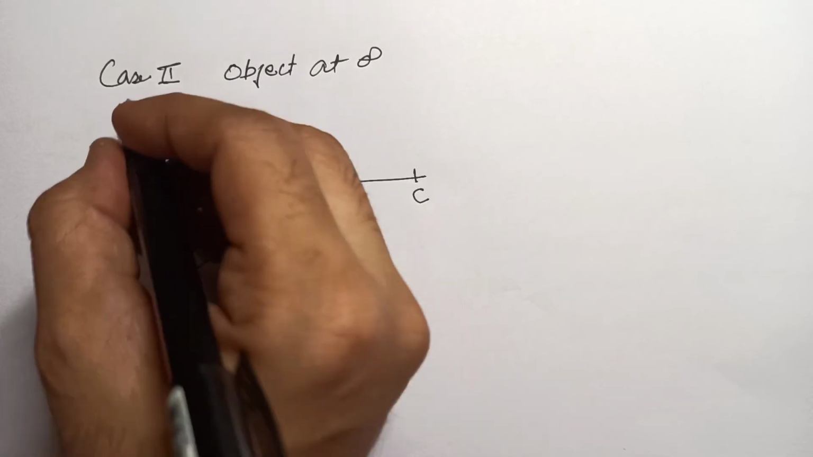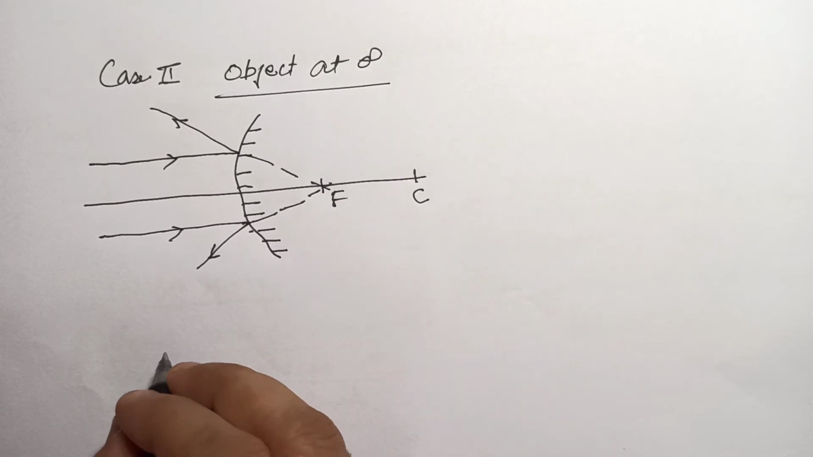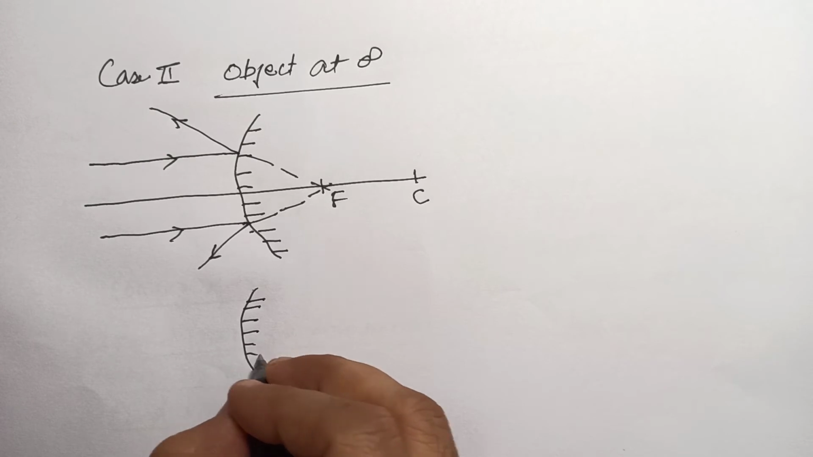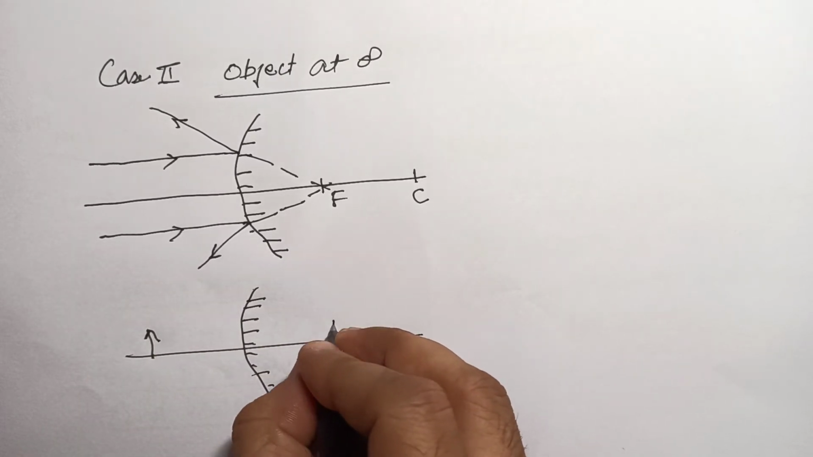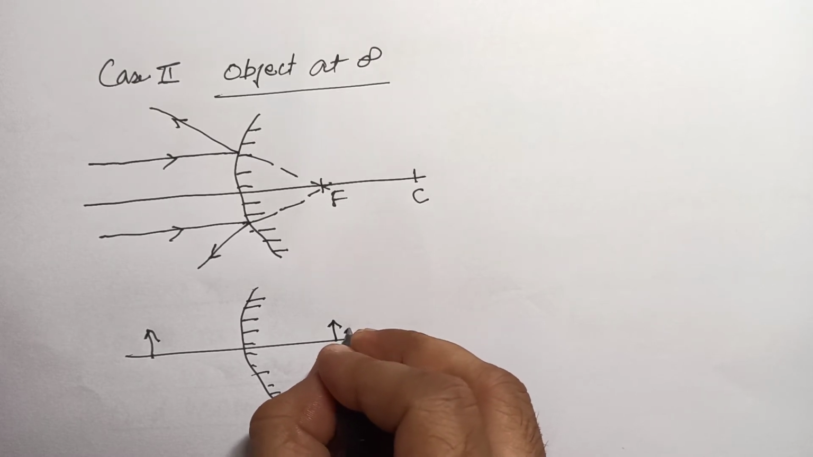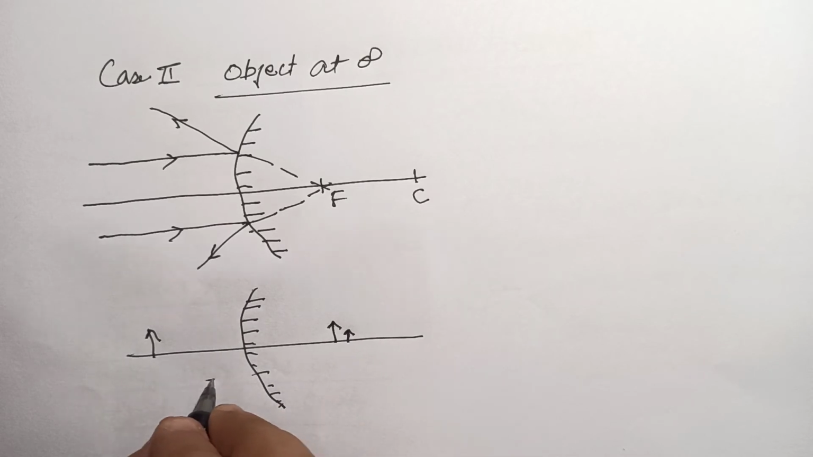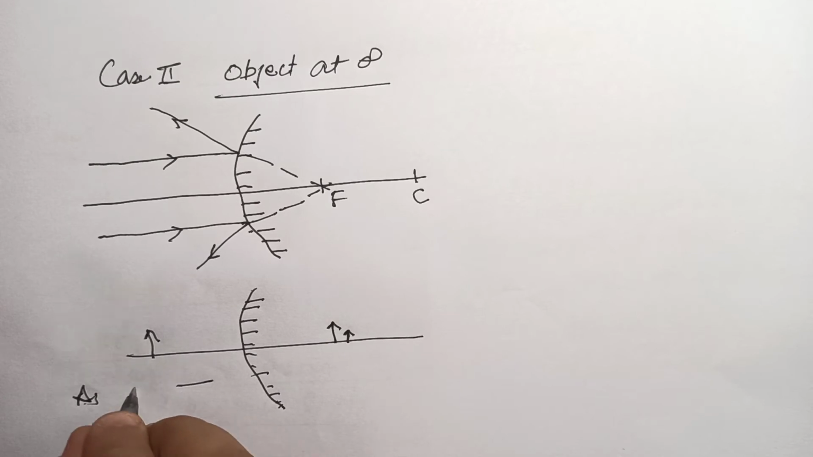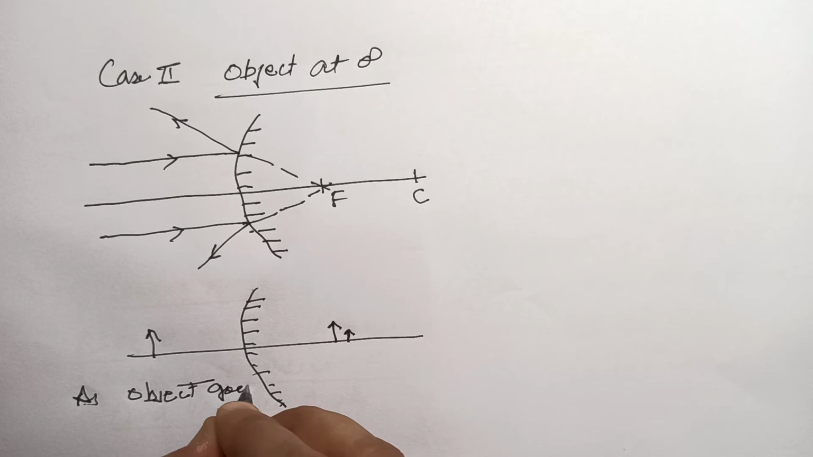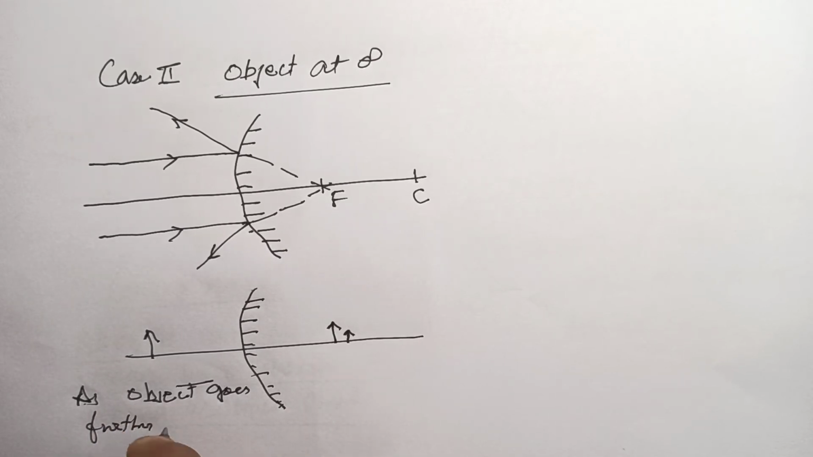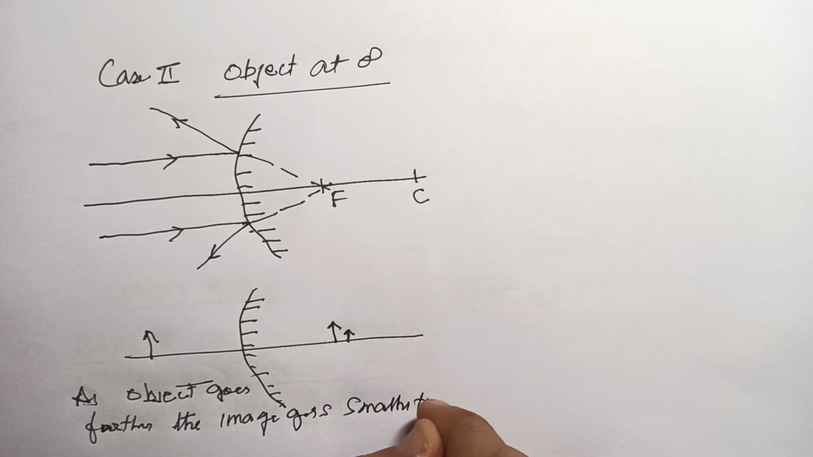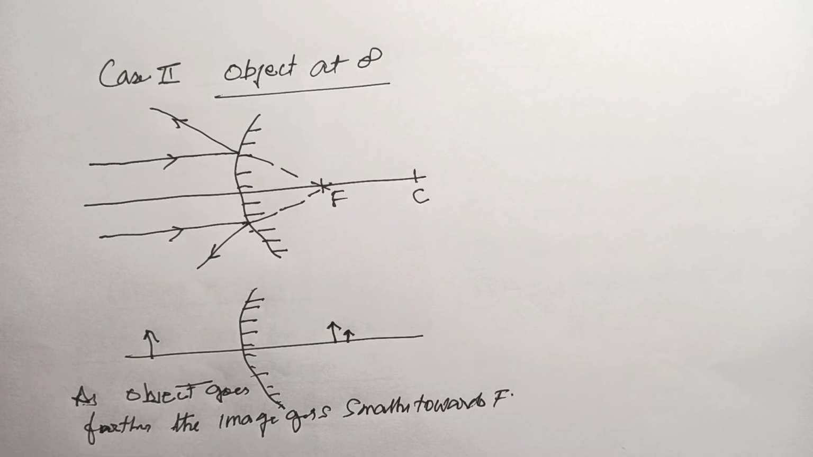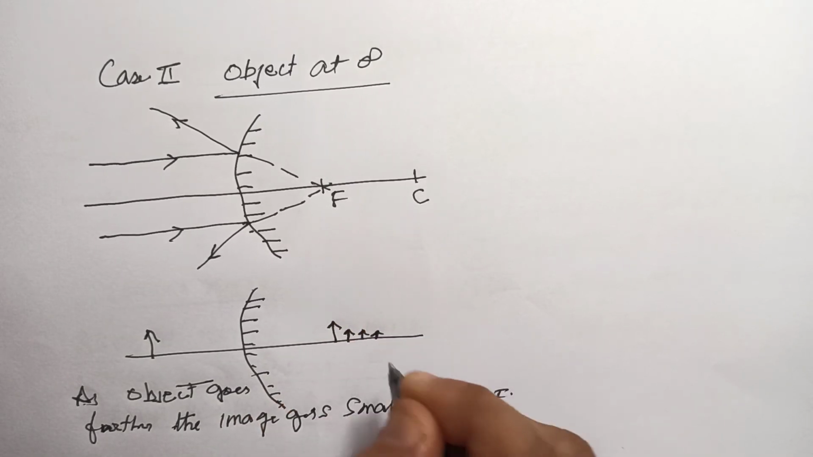Now one more thing, as I told you in the earlier case, the object was somewhere here and the image was formed right here, and as the object goes farther, the image gets smaller towards F. Okay, so basically it will be like this, and all that stuff.